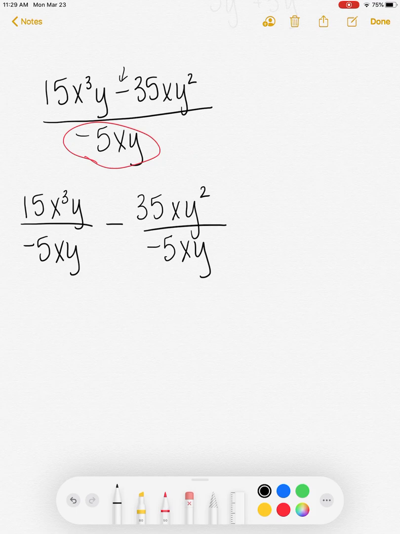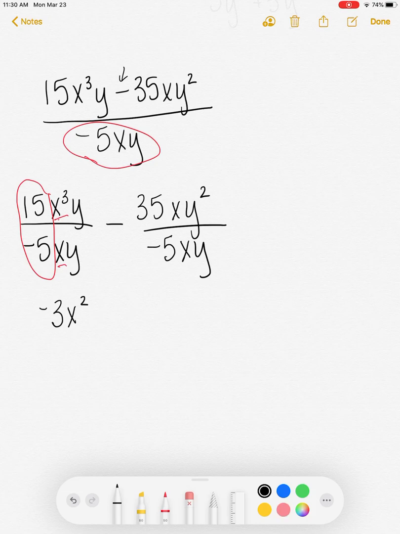All right, so we're going to simplify each term. Numerically, in my first term, I have 15 divided by negative 5. That's going to give me a negative 3. Then, what I'm going to do here is combine my like terms. So notice that I have x cubed over x. From last section, we learned that we subtract those exponents, so that will give me x squared.